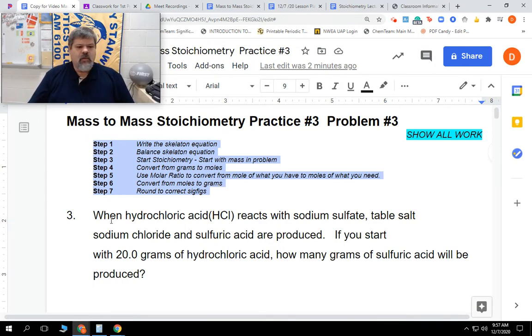Here's our problem. When hydrochloric acid reacts with sodium sulfate, table salt, sodium chloride, and sulfuric acid are produced. Now I put in the formula for the acid right here, but in some classes we didn't get a chance to go over how to name acids. But acids are really simple. This is what it is. You name them just like you do an ionic compound.